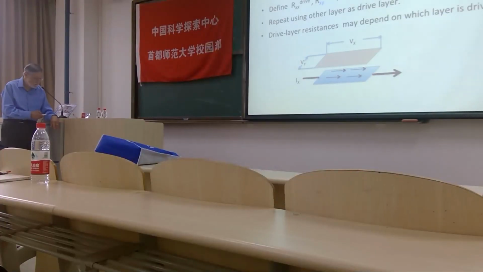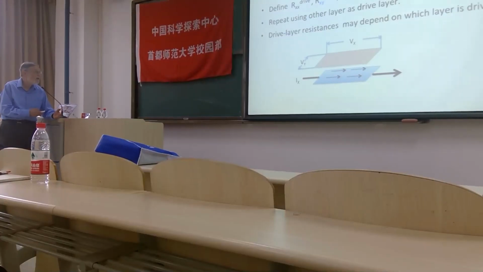And so you can see that in principle, I can form the ratio of the voltage to the current. So this way I can measure 4 different resistances. Drive resistance in the drive layer and the drag layer. The drag is the one where the current goes in this one, and I measure this. That's 4 different quantities that I can measure. And I can repeat this using the top layer. So that's 8 quantities. Okay.